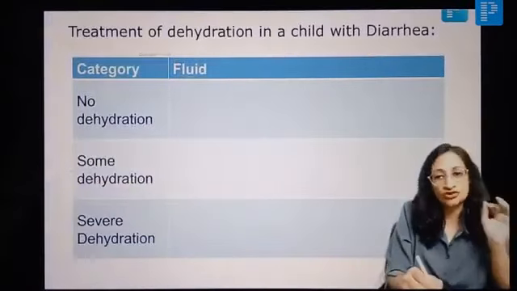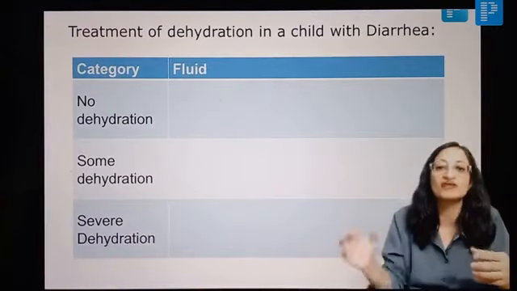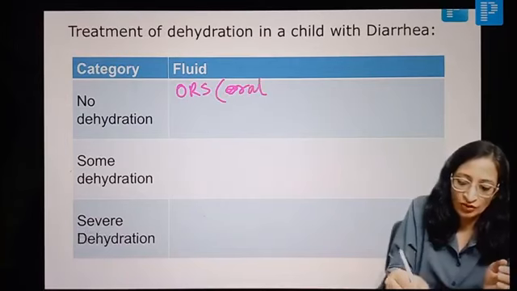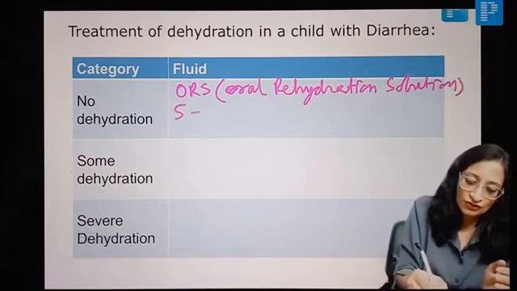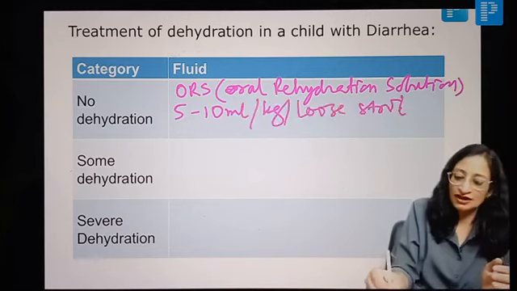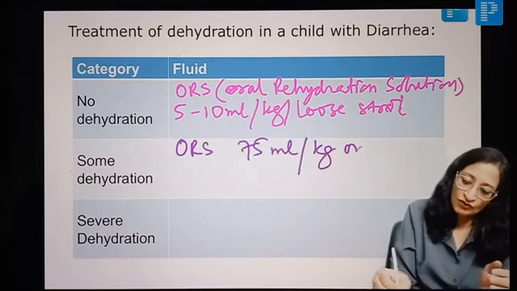Now, how do you treat dehydration? If there is no dehydration, do you still want to give ORS? Yes. Why? To prevent dehydration, because the child is going on losing fluid through stool. You must replace it, so you give oral rehydration solution even if there is no dehydration. How much will you give? You will give 5 to 10 ml per kg per loose stool. Some dehydration, again you will give ORS. How much? 75 ml per kg over 4 hours.